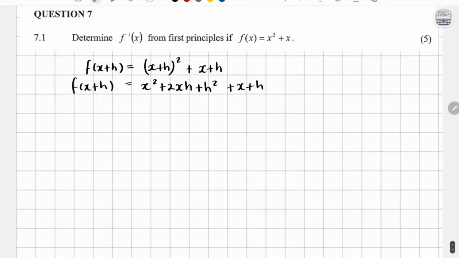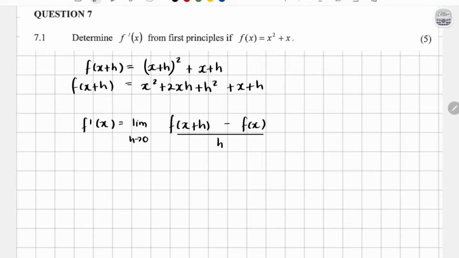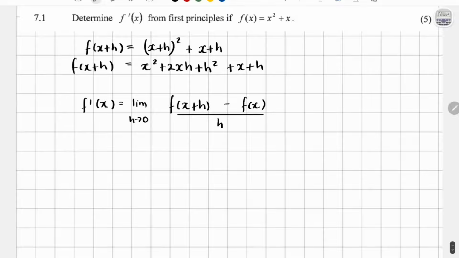So to find the derivative, you're going to use the formula that f prime of x is equal to the limit as h tends towards 0 of f of x plus h minus f of x all over h. Okay, so this is the derivative. It is from the gradient formula. So that's y2 minus y1 over x2 minus x1, which has been simplified to h.